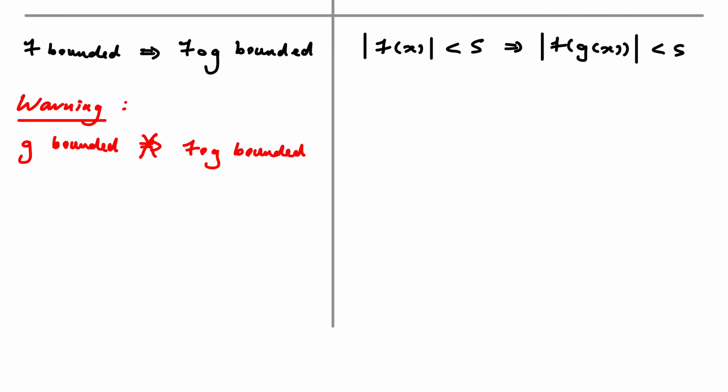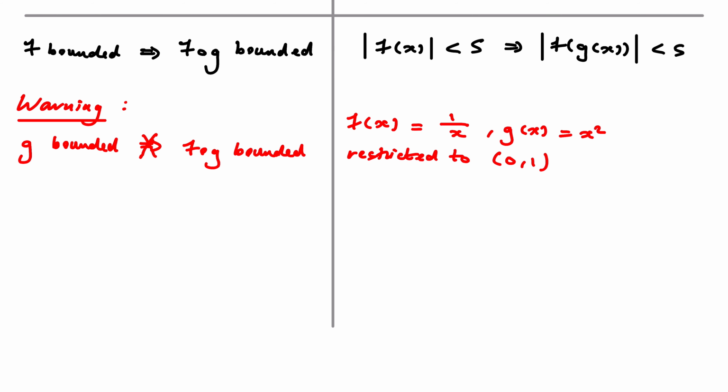So let's do f of x is equal to 1 over x, and let's do g of x is equal to x squared. And let's restrict these to the open interval 0 to 1. So I'm going to restrict the domain.